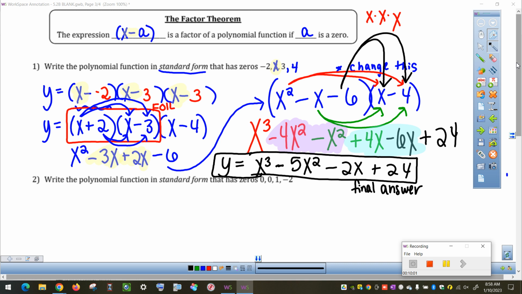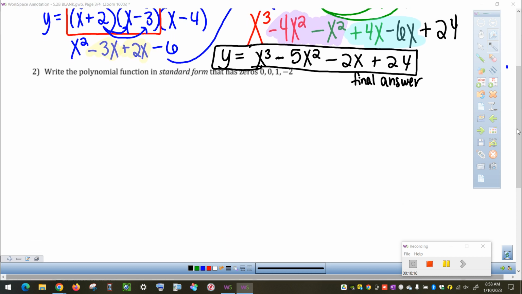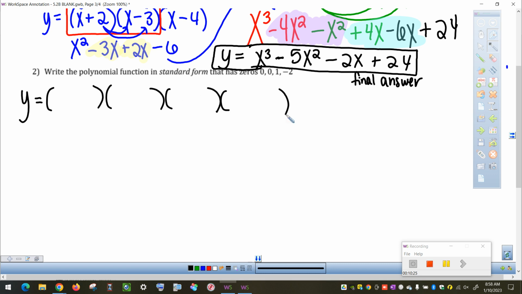So the directions here are very similar. We're going to write a polynomial in standard form. This time the zeros are 0 and another 0. It's repeated. And then we have a 1, and then we have a -2. Okay, so initially, because we have 4 numbers listed out here, I'm going to start the same way. I know that each one of those zeros is going to be a factor in parentheses, so I'm going to set up 4 parentheses. And I'm going to start each one in the same way, x minus, they're all going to have an x minus in front.